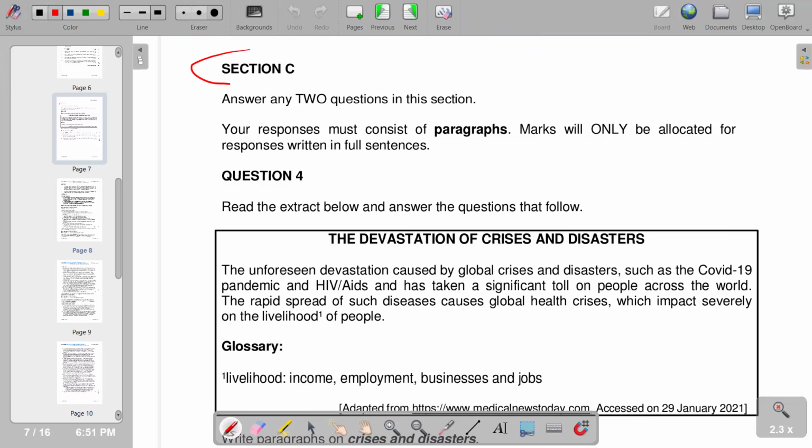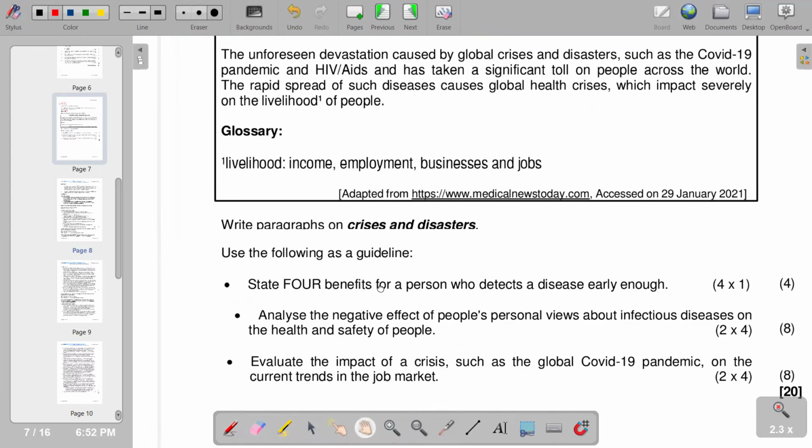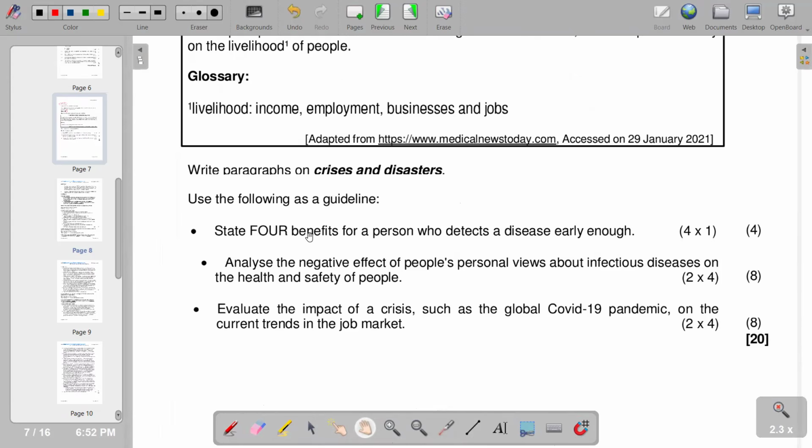So on our section C, we are going to start on our question 4. Our question 4 is read the extract below and answer the question that follows. So we're given an extract of the devastation of crisis and disasters that you just need to read through before you attempt to answer what is required according to the question. Beneath that, it is write paragraphs on crisis and disasters. Use the following as a guideline.